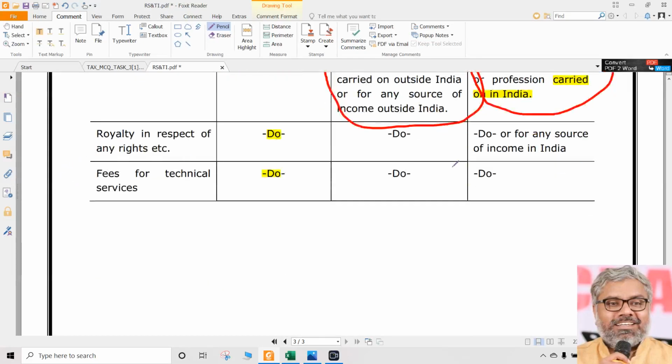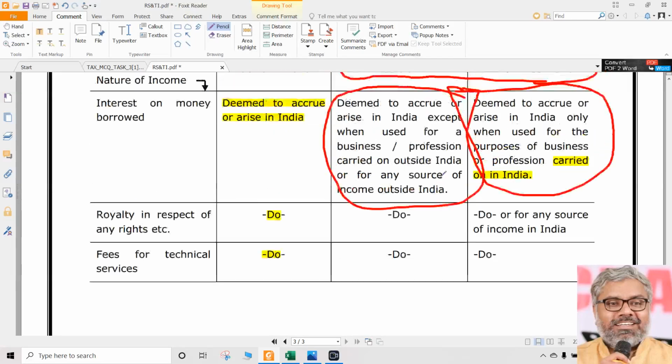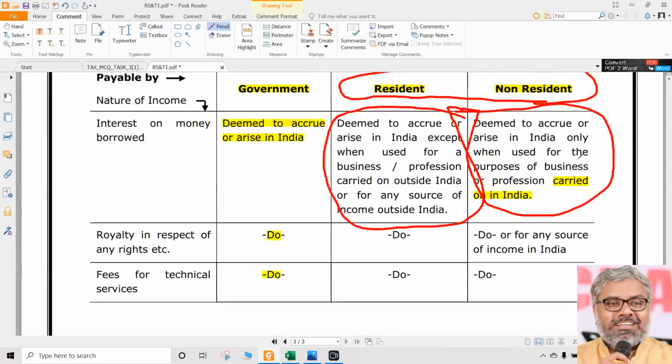Same logic applies to royalty also, fees for technical services also. But the only point is, in some situations, instead of using the word business or profession, we can also use the word source, any other source of income. That doesn't make any difference. See, basically business or profession are the only sources of income. Any other source of income, what else will be there beyond business or profession? There is nothing like that. So don't worry about that.